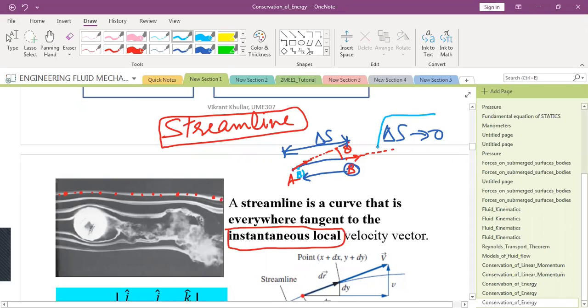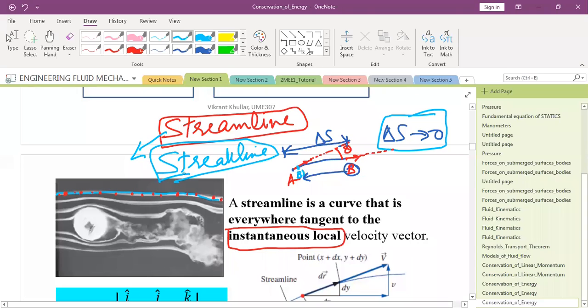So as delta S approaches 0, this tangent actually points in the direction of the curve. So please remember, the fluid particle is moving along this path. And instantaneously, if I look at this path, that is called a streamline. And what was a streak line? What is a streak line?